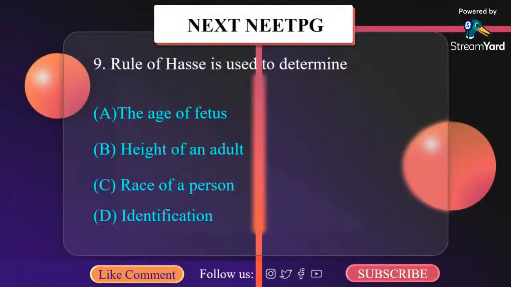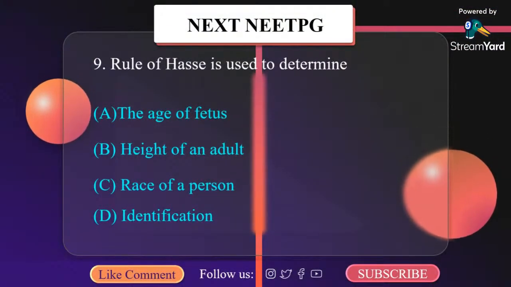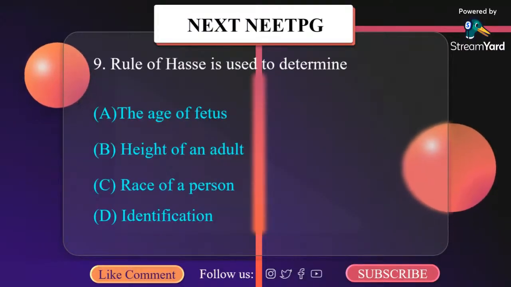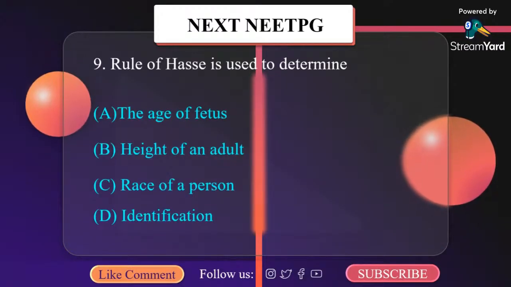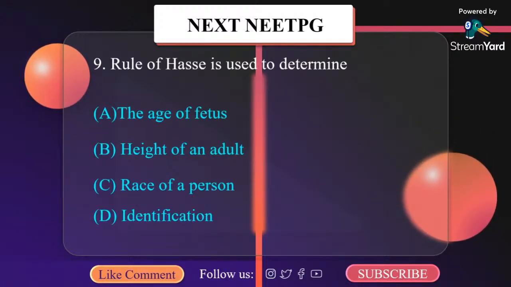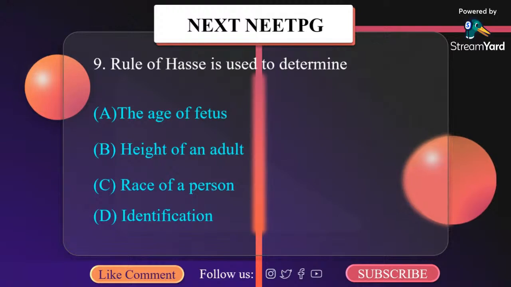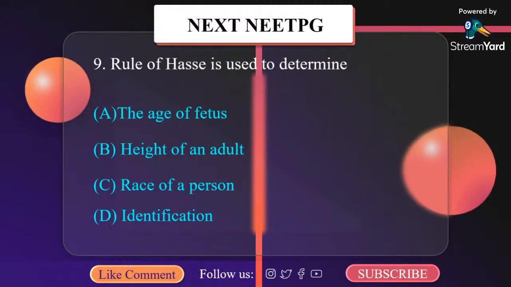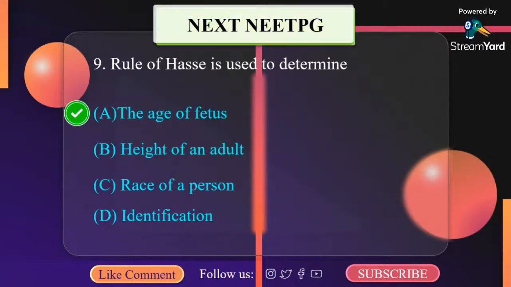Rule of Haase is used to determine A. Age of fetus, B. Height of an adult, C. Race of a person, D. Identification. It is age of fetus. Haase's rule is employed in calculating the age of fetus by its length. During the first 5 months of pregnancy, the length in centimeter is square of the age in months. So length in centimeter is equal to square of age in months. So the correct answer here is age of fetus.